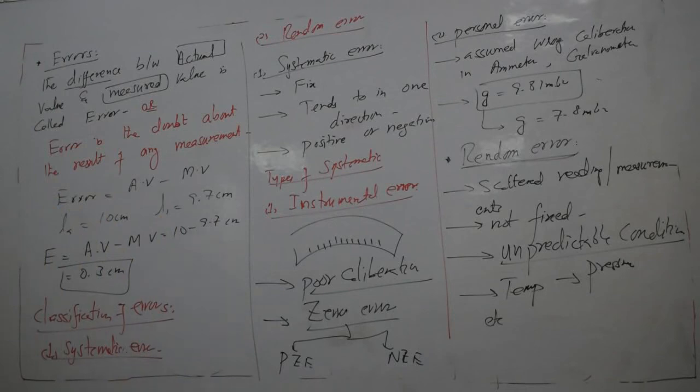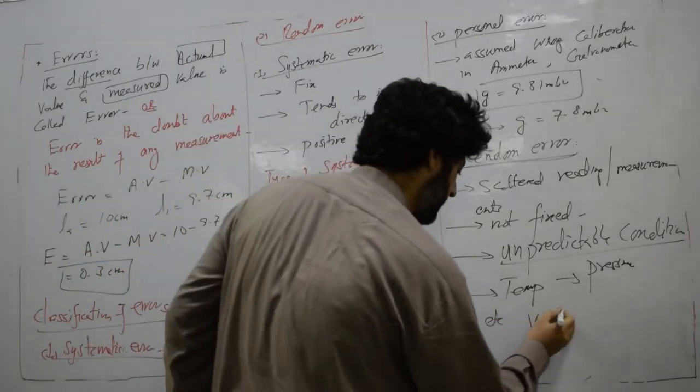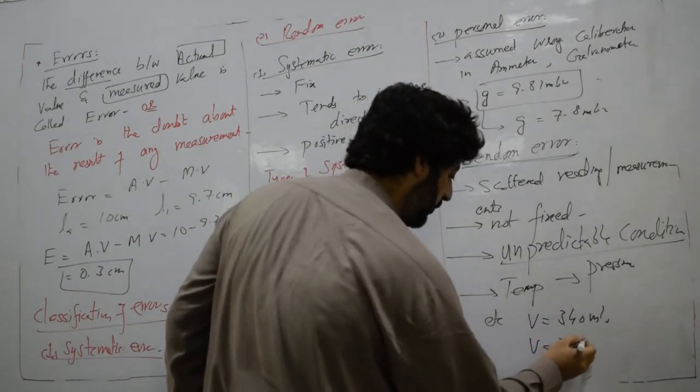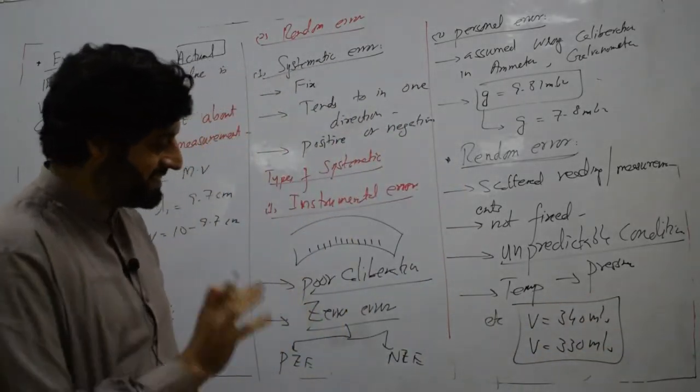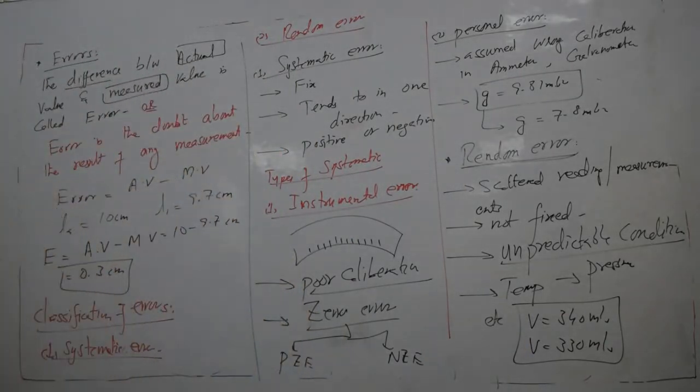The example is, if we want to find the speed of sound in summer, it is found to be 340 meter per second, and if we want to find the speed of sound in winter, it is found to be 330 meter per second. This change in the speed of sound is due to the environmental factors. So this is called a random error. How can we control the random error? By maintaining strict and controllable laboratory conditions. Repeat the experiment again and again, and then take the average, so we can minimize the random error.